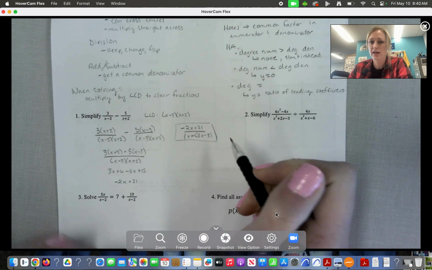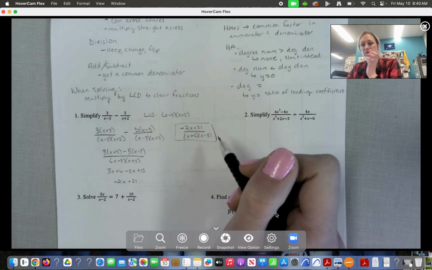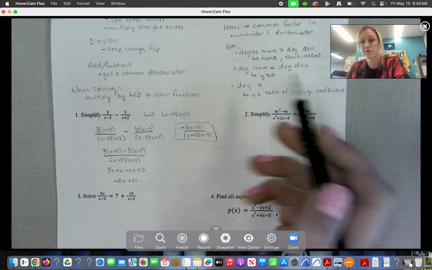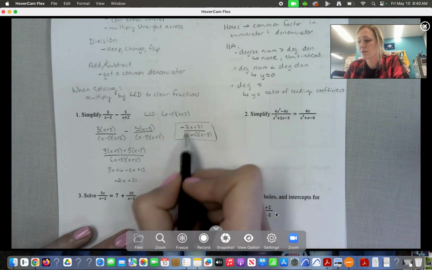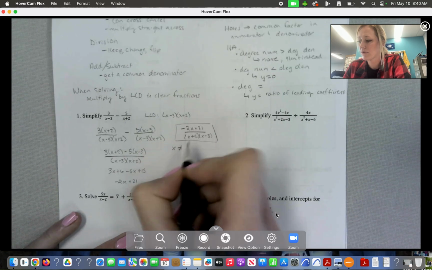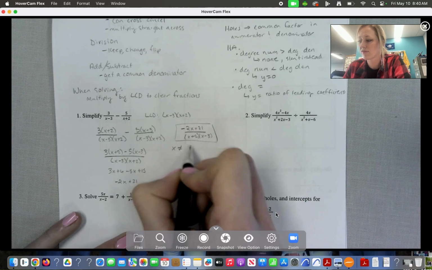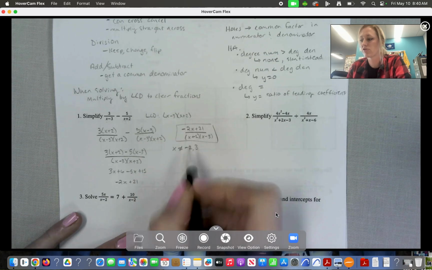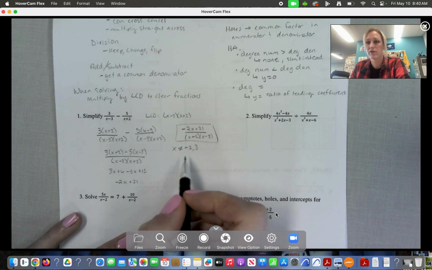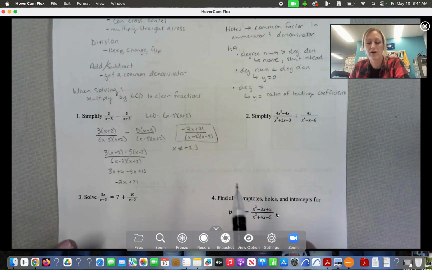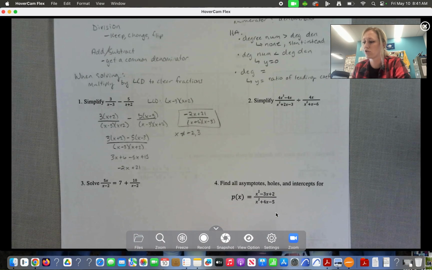One other piece, you guys, is you might be asked for which values make the function undefined. Remember, that is kind of like finding vertical asymptotes. It's whatever makes our denominator equal 0. So in this case, x could not equal negative 2 because that would make this factor equal 0, or positive 3 because that would make this factor 0. So you might be asked about what values could not be included in the domain, and that's how you find it. Look at what values make your denominator 0.